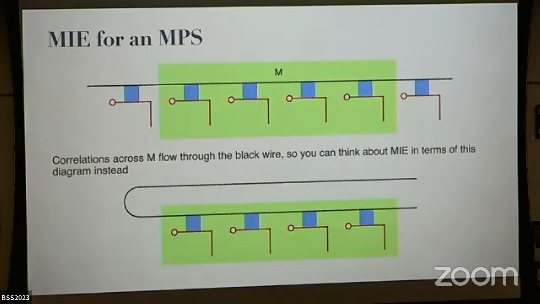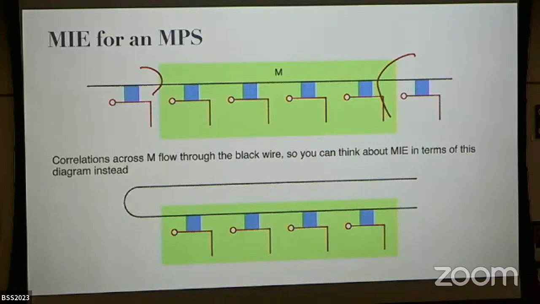Now what I want to do is look at measurement-induced entanglement across a finite region in this MPS. So I want to talk about entanglement between this region and that region over there, and you can see that the only way those two regions are connected is via the black wire. That's the bond space of the MPS.